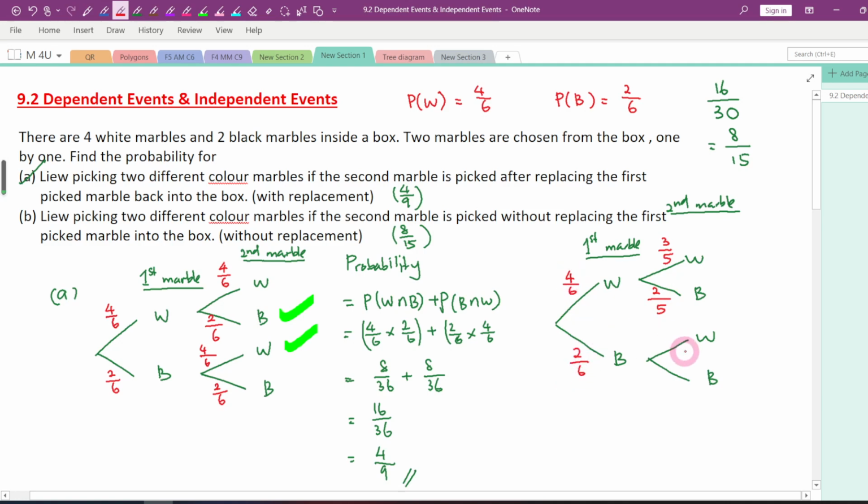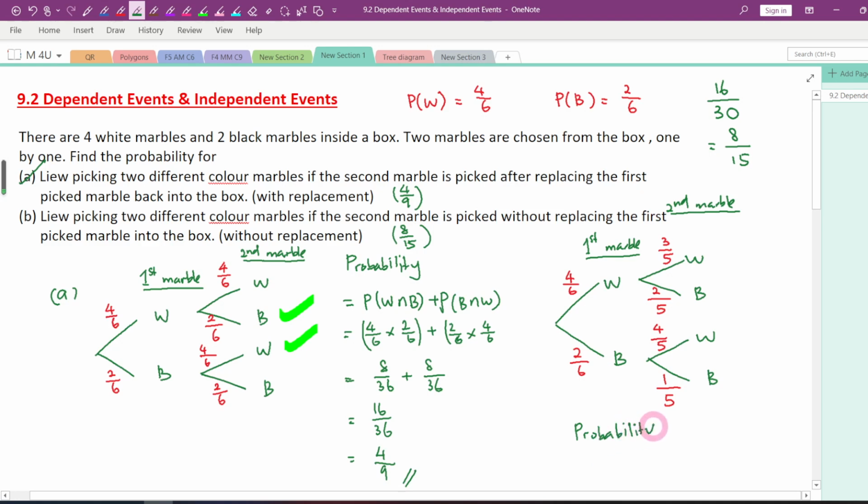Okay, so let's say the first marble picked is black. So there are 2 black marbles inside the box, right? After picking 1 black marble, there is only 1 left inside the box. So here will be 1 over 5. Be careful, not 1 over 6, because the second time when you want to pick the marble from the box, there are only 5 marbles inside the box. So here also 5. White marbles, we have 4. Double check, this plus this must be equal to 1. Okay, so now let's see, can we still get the same answer using this method?